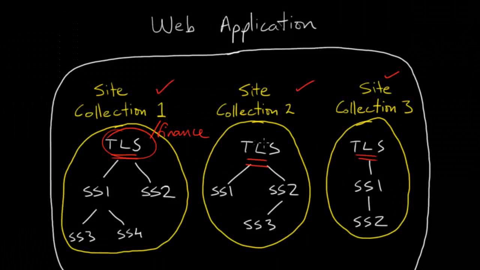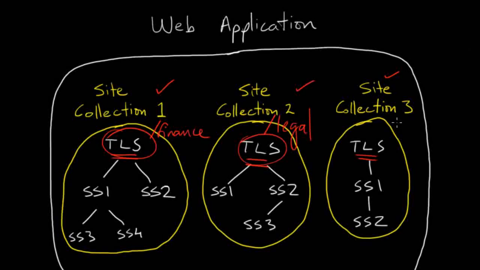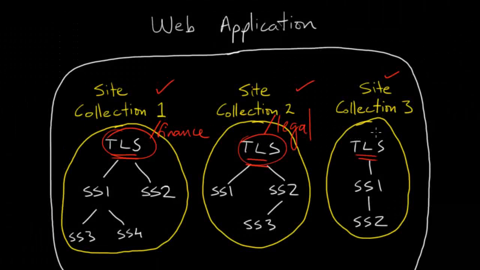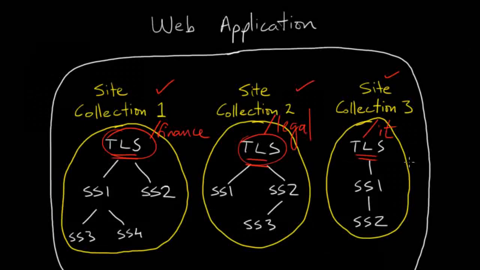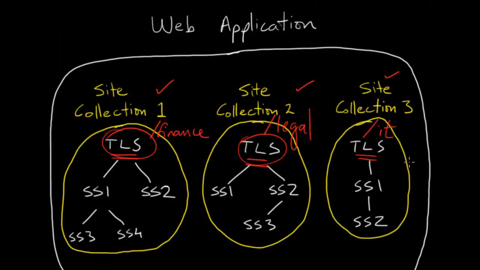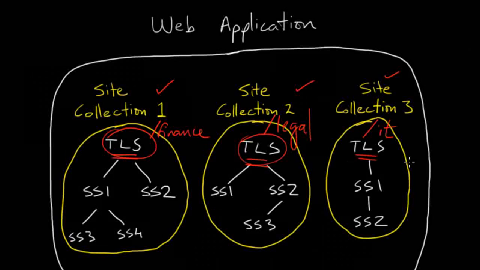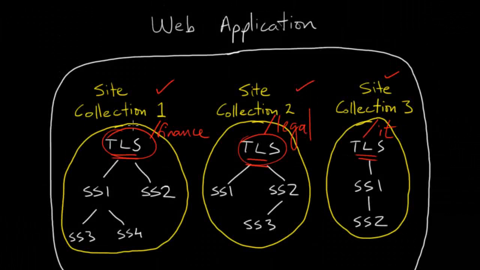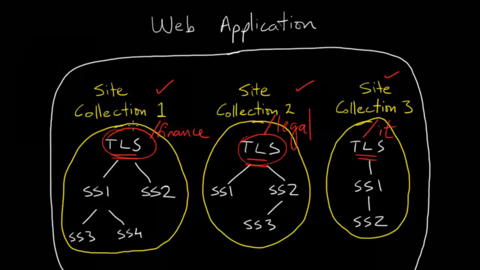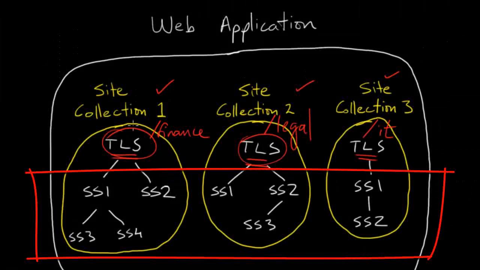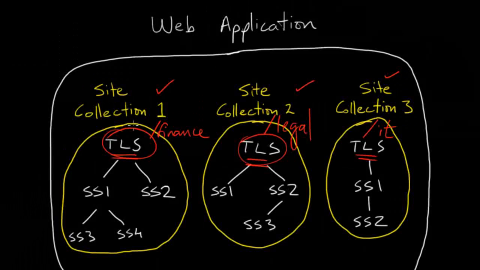intranet.mycompany.com/finance. This top-level site over here might be intranet.mycompany.com/legal. This one over here, intranet.mycompany.com/IT. That's what the top-level site is. And as you can see from the diagram, each site collection has one top-level site, but then 0 or more subsites organized in a hierarchy. You can see that each one of these collections looks different, and they can.